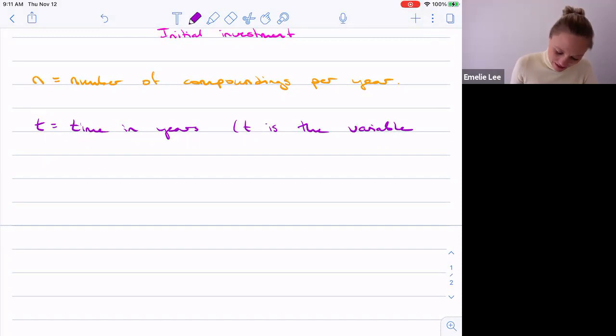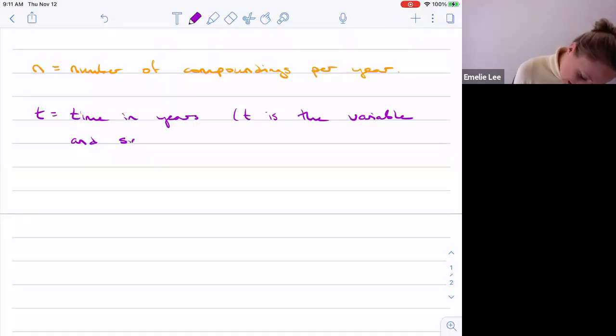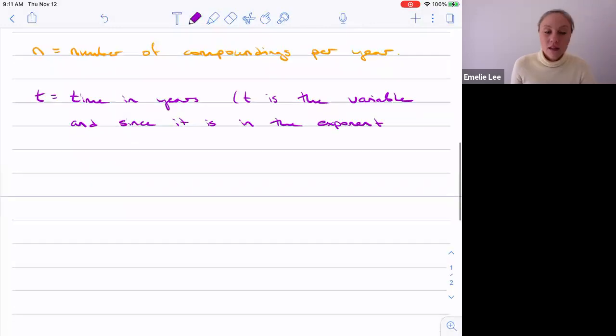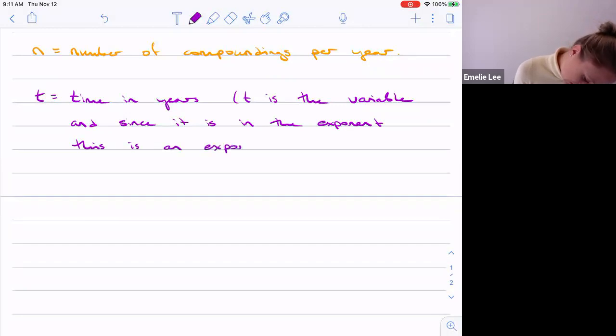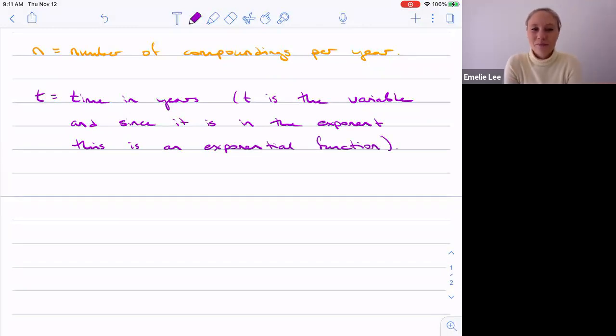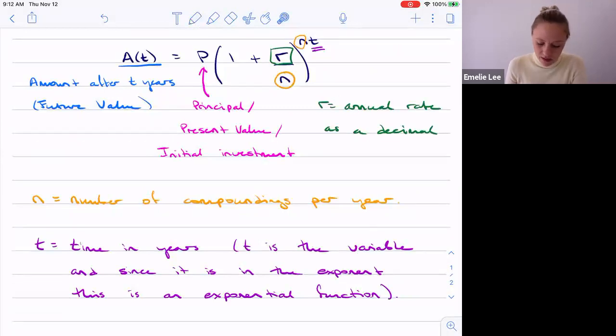So t is the variable, and since it is in the exponent, this is an exponential function. All right. For these first problems, we don't quite know how to solve for things in the exponent yet. We will later today, so that's exciting. I'm never going to get you to solve for n. It's a little bit tricky with two of them here, but I will get you to solve for t, and that's what we're building up towards today.